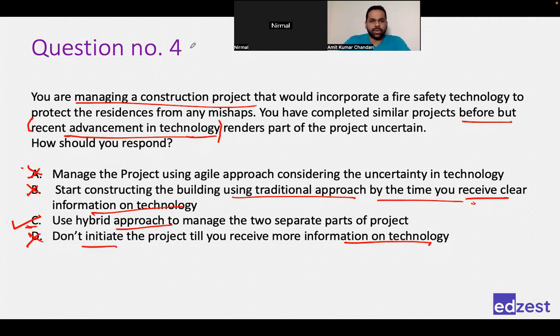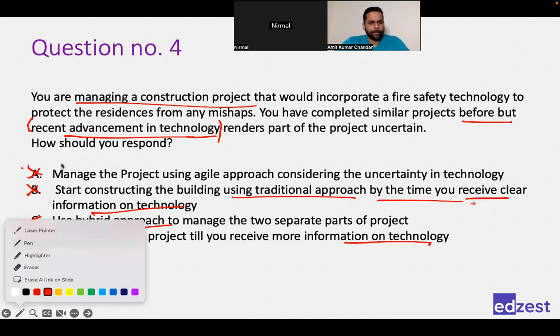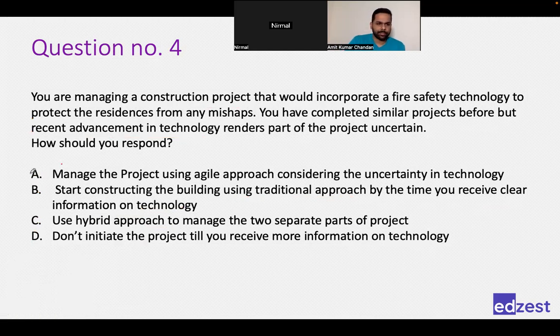Yes, Nirmal, you raised hands, please go ahead. Amit, I answered C, but just an understanding about the project. I understand that it is an ongoing project where the technology for the fire safety is not clear. Due to which a particular part of the project is going to be uncertain, basically planning or how it is to be. So my understanding is that when we say use hybrid approach to manage two separate parts of the project, it may be this way also, right? Use the traditional approach for construction of the building and use the Agile approach for the fire technology.